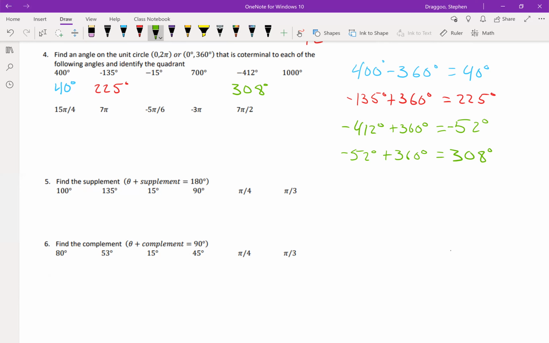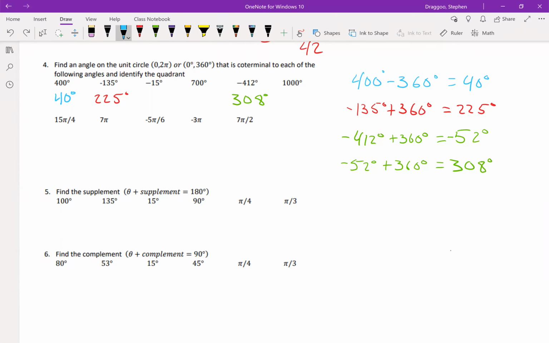So in the case of negative 412 degrees, we had to add 360 twice. We'll also see that if we do the example for 1,000 degrees, we'll need to subtract 360 more than once as well. But let's move on to radians. So we're going to look for coterminal angles to radian measure angles now. So same idea. I'm just going to add or subtract a full circle. But this time, that full circle is going to need to be 2 pi radians instead of 360 degrees.